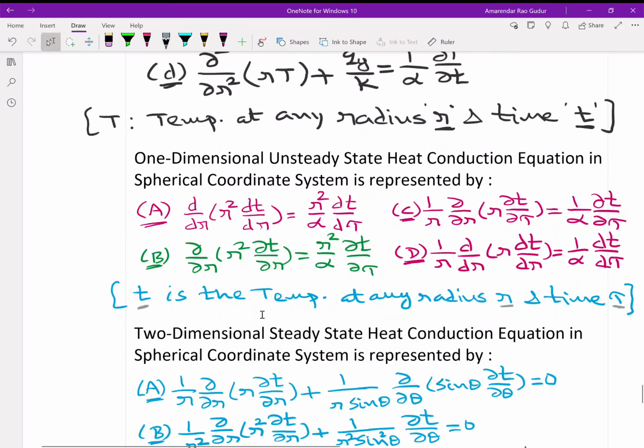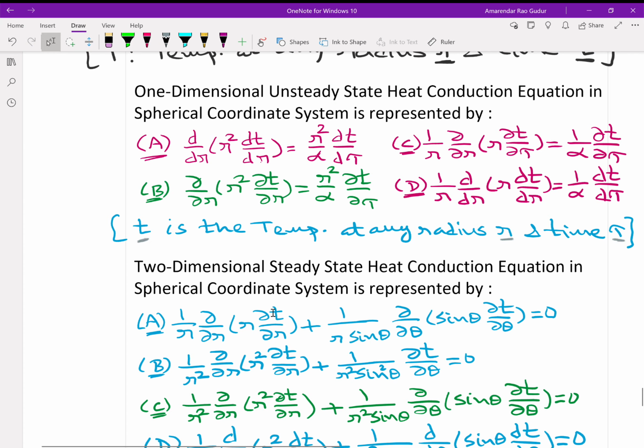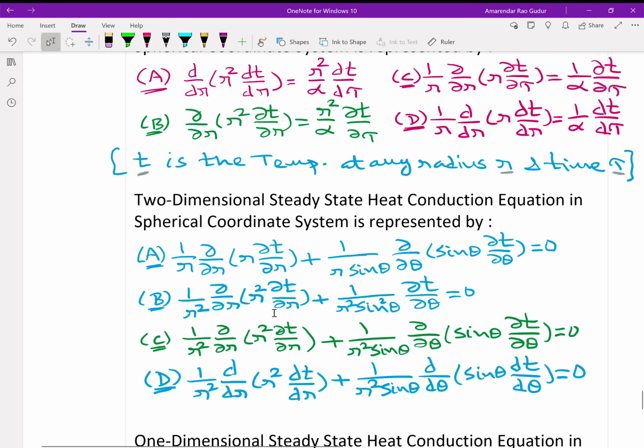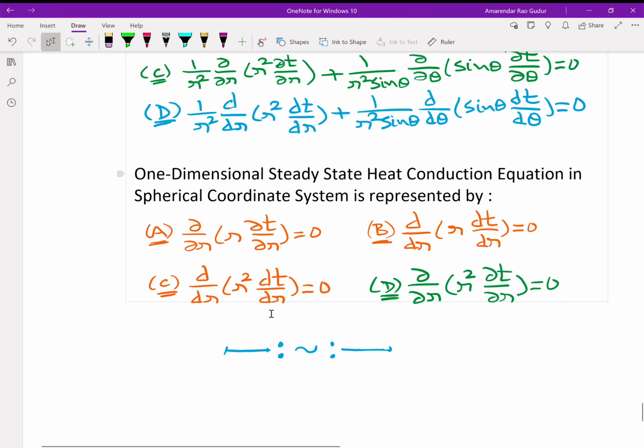Then 2D steady state heat conduction in spherical coordinate system is represented by, obviously you have to go for equation C, and this 1 by R square can be cancelled on both sides or it can be retained, no issue at all. Then finally 1D steady state heat conduction in spherical coordinate system is represented by, many students go for option A, but it's del by del R. When temperature is a function of only R, no need for partial differential. So you have to go for option D.